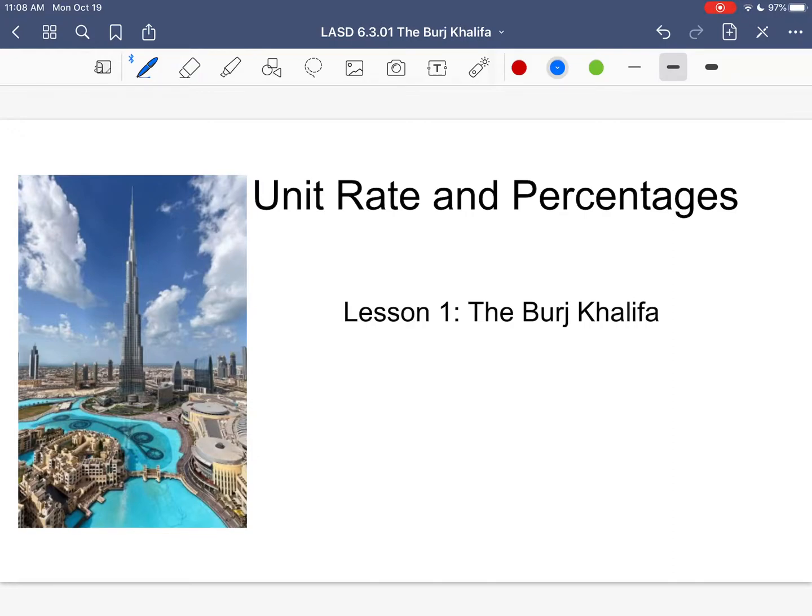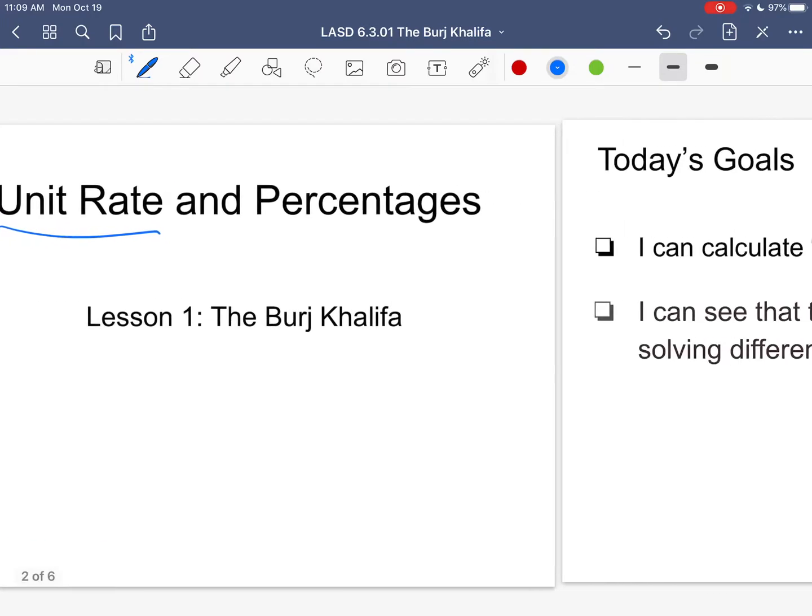Welcome to the unit on unit rate and percentages. Today's lesson is about unit rate, and we're going to use math facts about the Burj Khalifa for our examples. So the Burj Khalifa, shown here in the center of the photograph, is the tallest building in the world. It's in Dubai, in the United Arab Emirates.